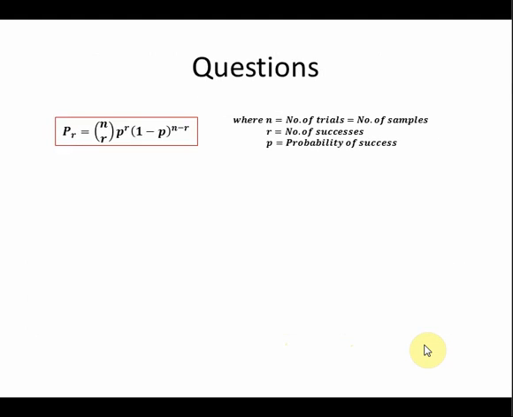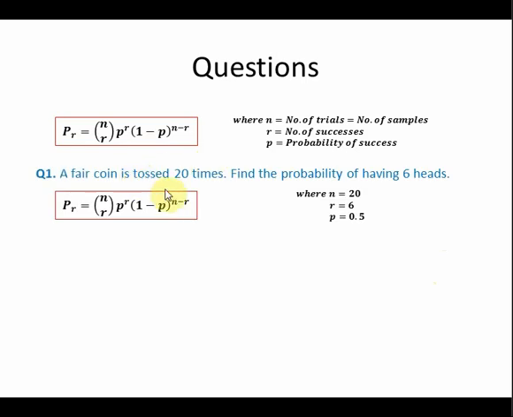So now we will look at some questions and apply our newly learned knowledge to solve them. This is the formula for the binomial distribution we have already seen before. The question is: a fair coin is tossed 20 times, find the probability of having 6 heads. So n is 20 because I'm tossing the coin 20 times, and r is 6 because I'm interested in having 6 heads.